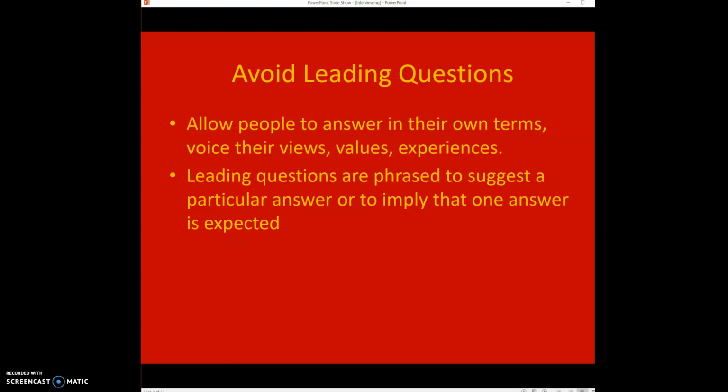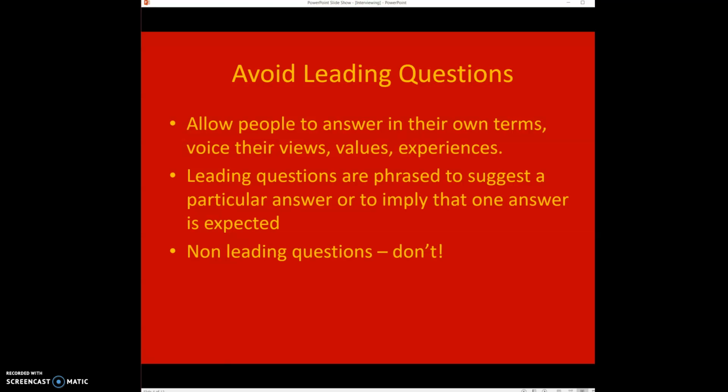So if you were to ask a person, don't you think that our schools could do a better job with preventing bullying? That is leading them, that you've already made up your mind that bullying is a problem, that schools need to do something about it, and that you are encouraging that person to agree with the way that you see the world. And that's a mistake to do that. We don't want to do that in qualitative research. We want to be able to leave open the possibility of anything that they might value. Obviously, non-leading questions don't do that.